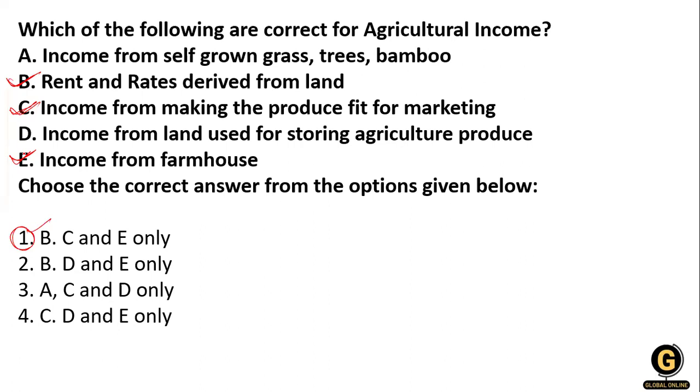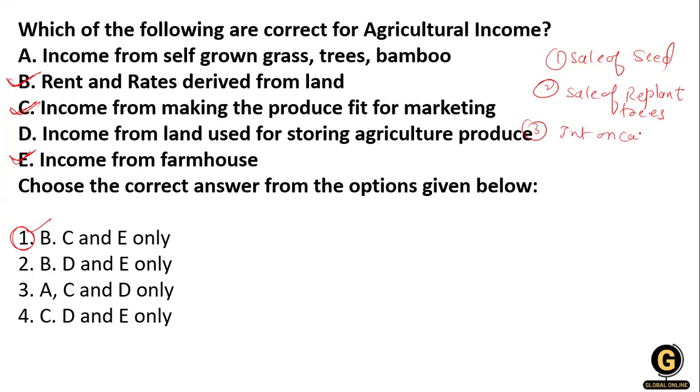Examples of agriculture income: income from the sale of seed is agriculture income. Income from the sale of replanted trees is also agriculture income. Then the third one, interest on capital received by a partner engaged in agriculture, if they are engaged in agriculture.